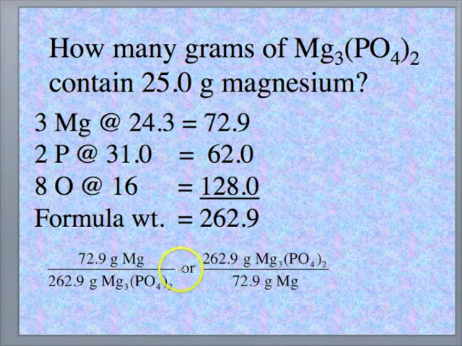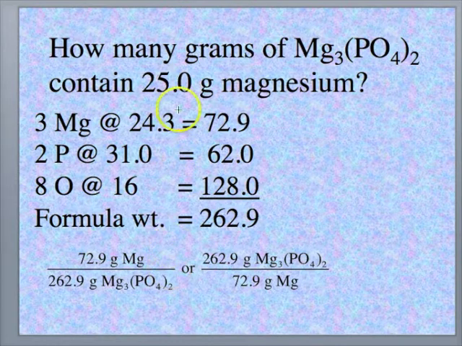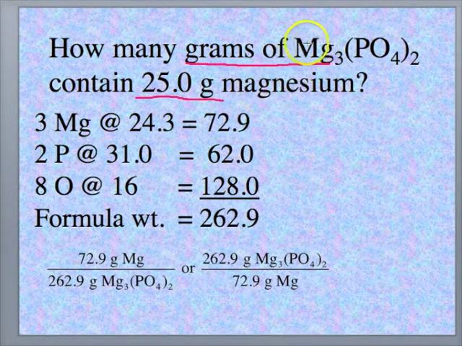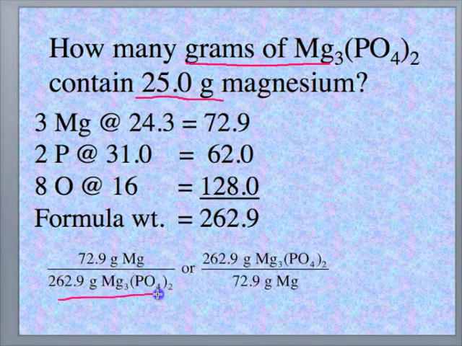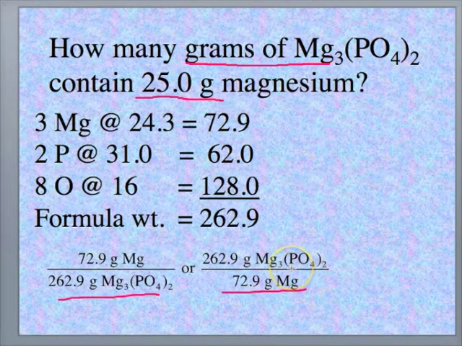Now, one of these is going to be the useful one, the conversion factor we need to convert from 25 grams of magnesium to grams of magnesium phosphate. In other words, we want to cancel grams of magnesium and we want to end up with grams of magnesium phosphate. So which conversion factor, this one or this one? They're both equivalent to each other, but which one is going to be the useful one in making that conversion?